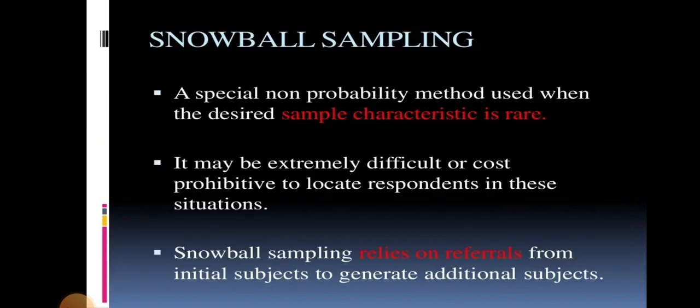Next is snowball sampling. What is snowball sampling? A special non-probability method used when the desired sample characteristic is rare. So for example, snowball sampling is like how a ball falls on the ground.